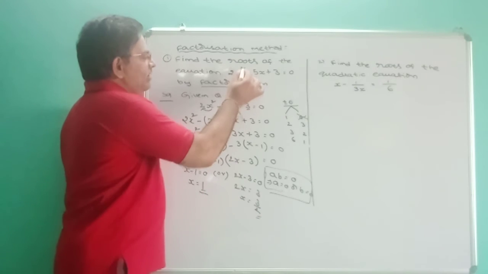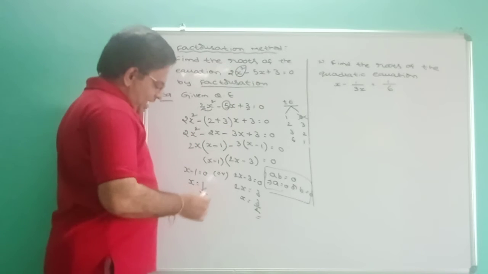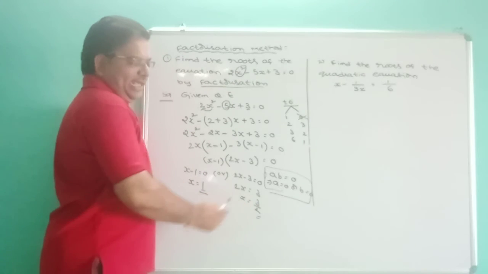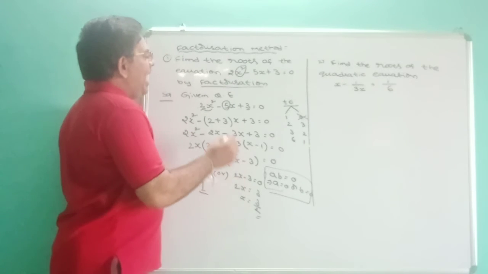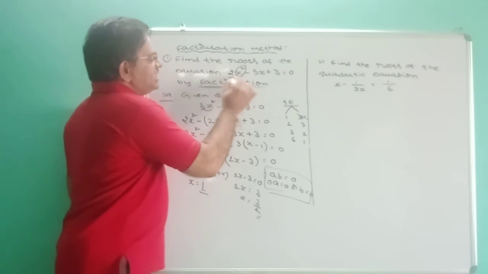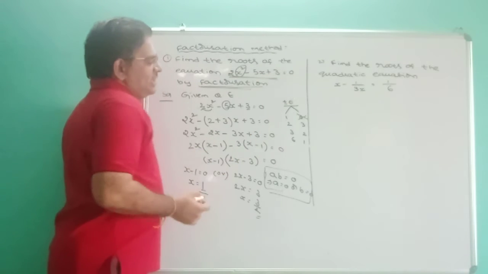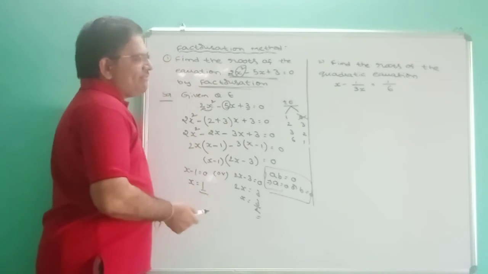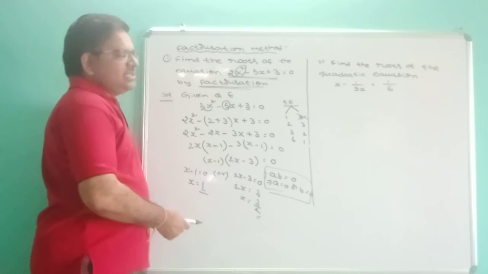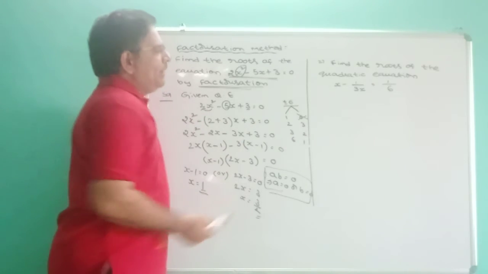Simple technique: here x power value is 2. That's why 2x values you are getting. These two are called the solutions of this equation. This is the process of the factorization method. In the same manner, if you see the second problem.